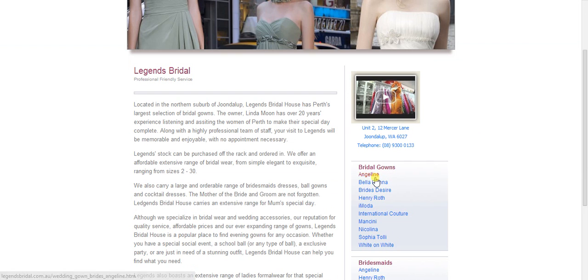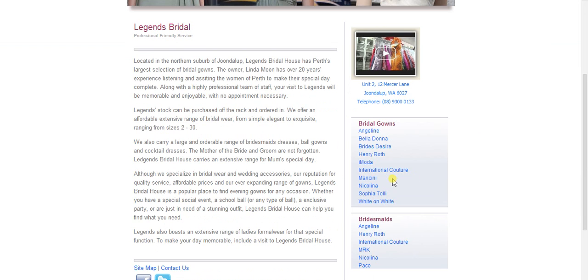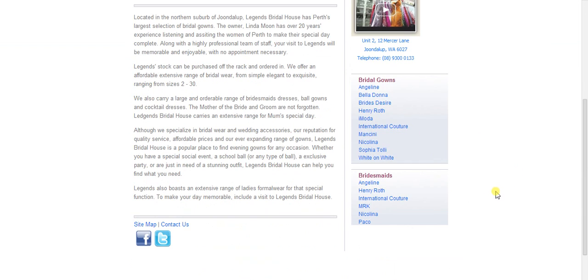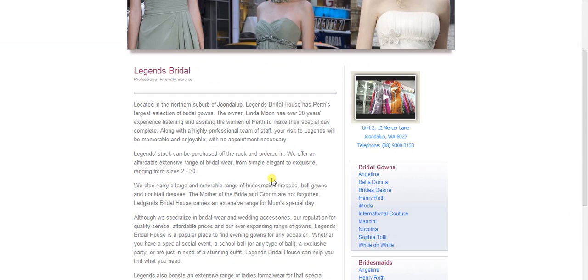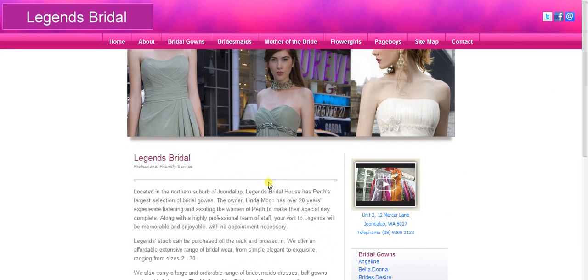Having small links like this aren't really attractive. People don't want to click on them, they're not inviting, and these links don't really get people down your sales funnel. So those are just a few recommendations that I can see straight away from legendsbridal.com.au. As I said, it's not a bad website at all, but it isn't a sales website.